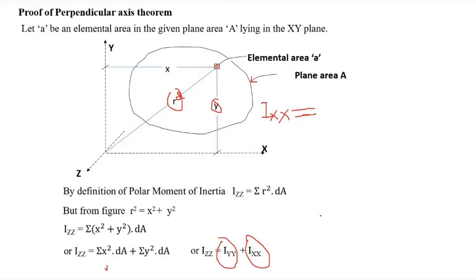Ixx is equal to sigma a y square. Iyy is equal to sigma a x square. Okay, so that's what you should do. So hence we proved this term: the summation of Ixx and Iyy, hence it is proved.